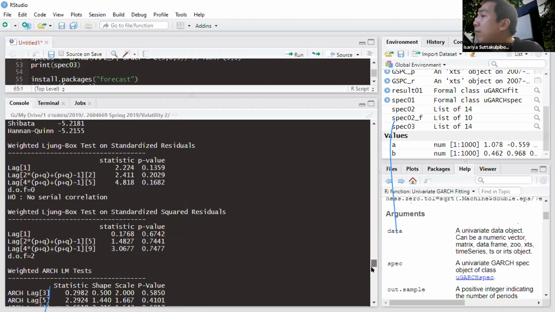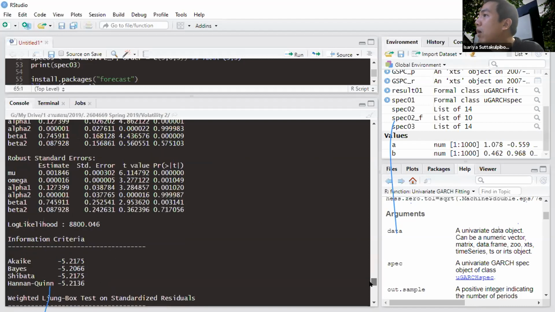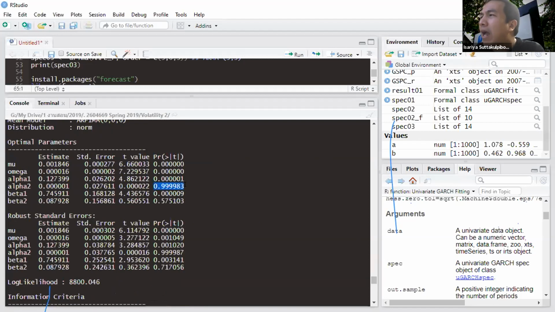But if you put in more parameters, more variables, the p-values don't look good. Alpha 2, you probably want to scrap it. Why? The p-value is way too high. Nope, not good. And also the beta, probably not good either. So you can ignore that. You probably want to stick to GARCH 1-1. As I mentioned, empirically, on several stock markets in the world, GARCH 1-1 is probably the best model for volatility.